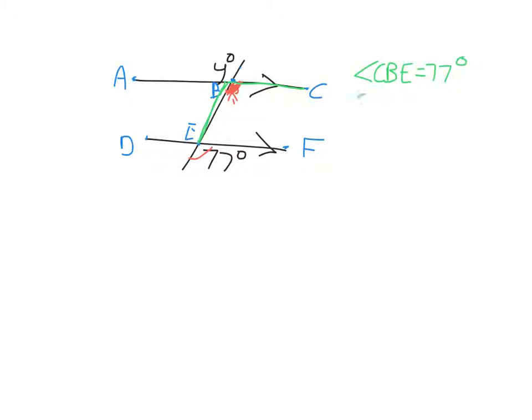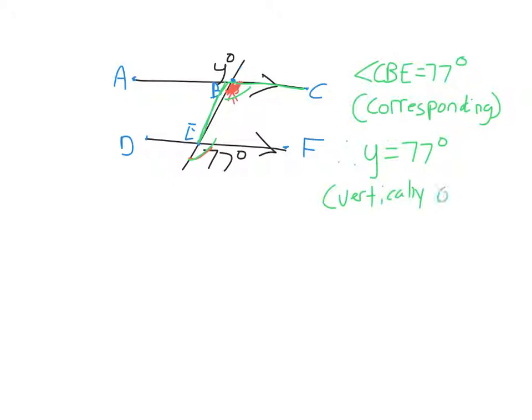So that angle is equal to 77 degrees. Once again, I need a reason in brackets. And the reason is it's corresponding to that angle that's marked 77 degrees. This angle and this angle are corresponding, so they must be equal. So therefore, y is also 77 degrees because it is vertically opposite that angle I marked in red. So that's easy. Now we're going to look at a really hard example where you have to construct a line.